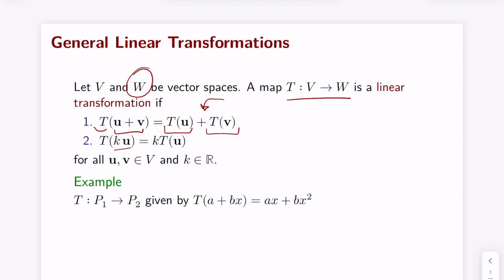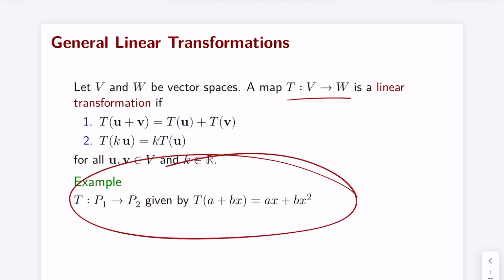And when we multiply a vector in V by a scalar, it's the same thing as transforming the vector and then doing the scalar multiplication in W. In other words, a linear transformation separates additions and takes the scalars out.